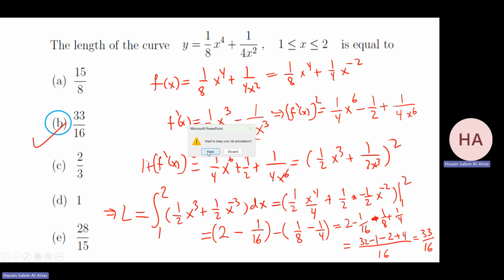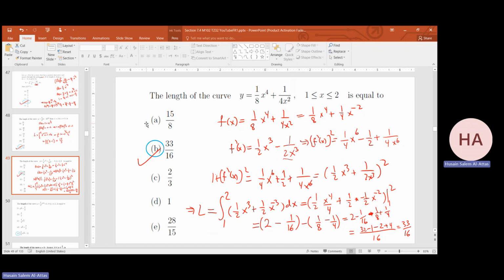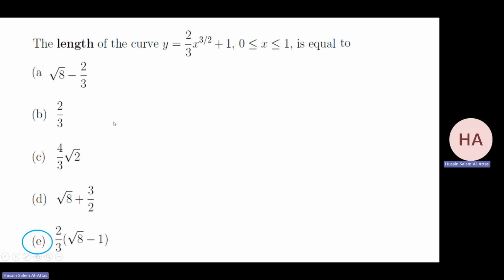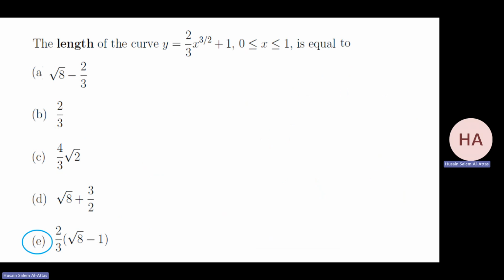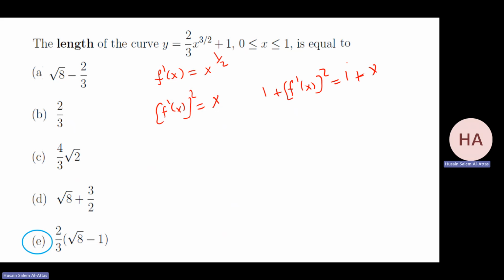I think I will stop here. I think we have a good number of questions. Let me do the next one. I think let me make it at slide number 50. Yeah. So I close it at slide 50. Okay. f prime will be what? x to the power. It seems to be an easy one. f prime square is x. 1 plus f prime square is 1 plus x. This is what I need under the square root.